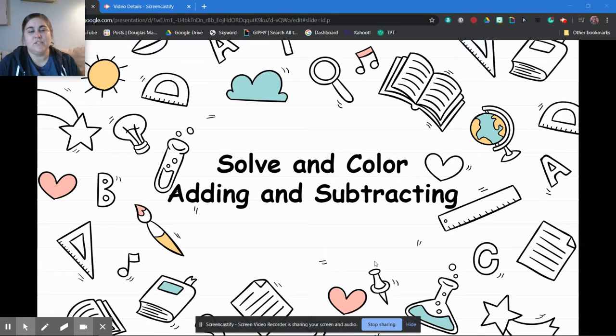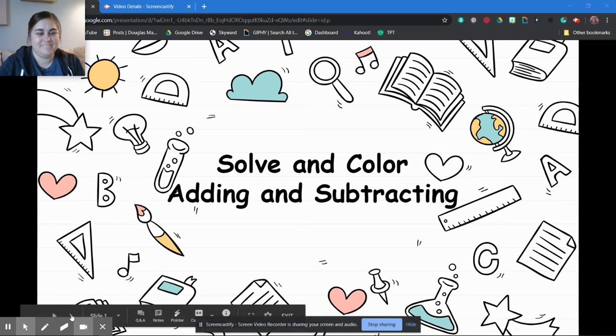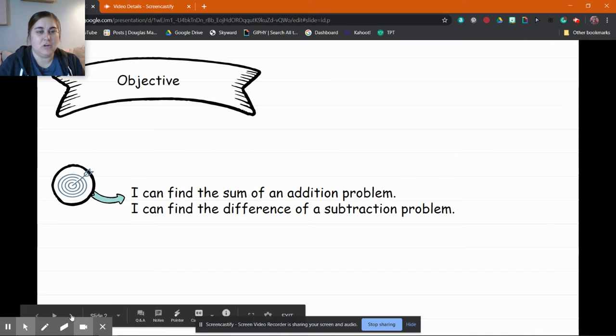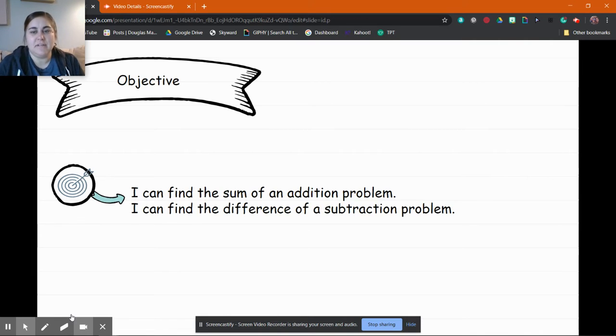Hello, hello. This is Friday's math lesson, Solve and Color by Adding and Subtracting. Our goal for today says I can find the sum of an addition problem and I can find the difference of a subtraction problem.